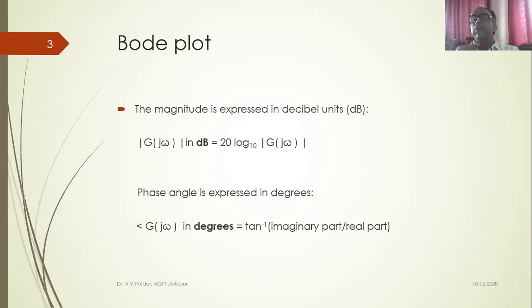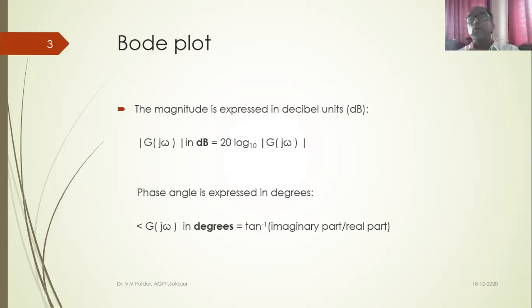1 is the real part and omega is the imaginary part. So what will be the phase angle of this 1 plus j omega? It will be equal in degrees to tan inverse of the ratio of imaginary part upon real part. Omega is the imaginary part and 1 is the real part, isn't it? So tan inverse of omega upon 1. Whatever the angular frequency, if I take the tan inverse of that, it will give me the phase angle in degrees.